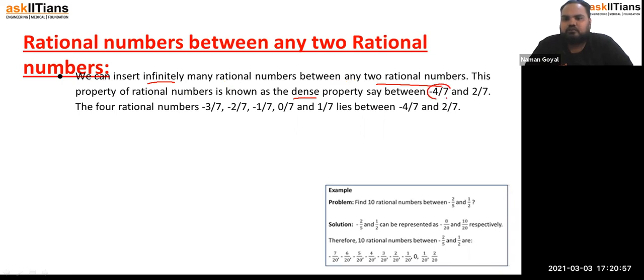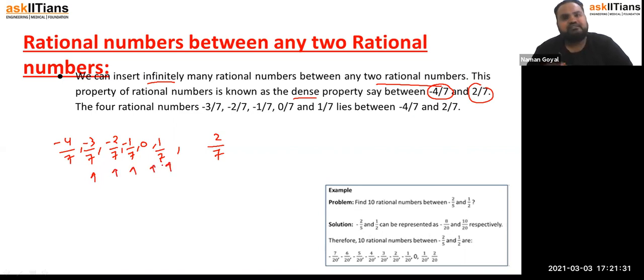Say minus 4 by 7 and 2 by 7. We have minus 4 by 7 as a rational number and 2 by 7 as a rational number. The next rational numbers are minus 3 by 7, then minus 2 by 7, minus 1 by 7, 0, 1 by 7. So between minus 4 by 7 and 2 by 7, how many rational numbers did I insert? Not 4, basically 5 rational numbers I inserted. I can insert so many.